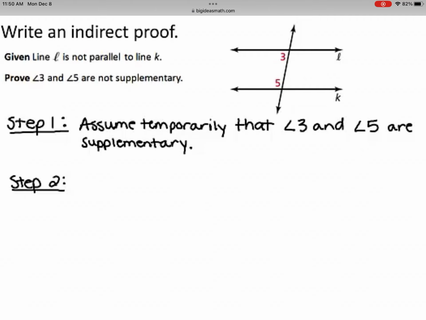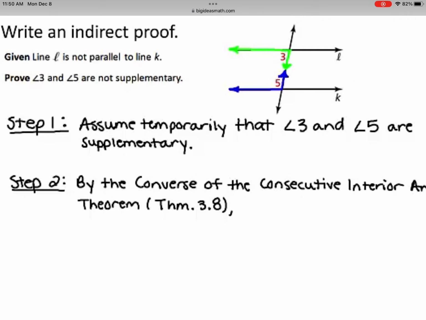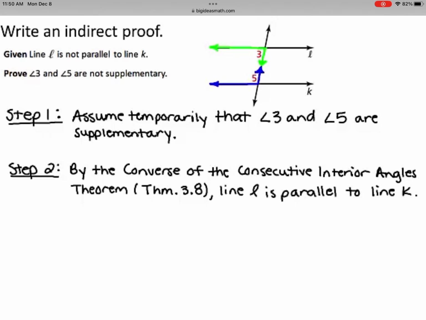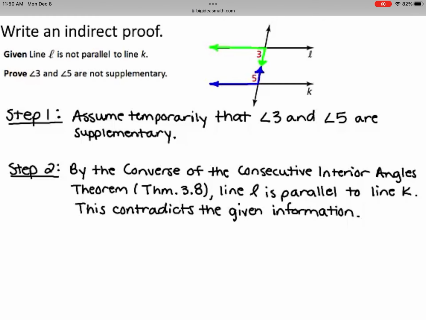To do this, first notice on the diagram that line L and line K are cut by a transversal, and that angle 3 and angle 5 are consecutive interior angles. Now, if line L and line K are cut by a transversal so that the consecutive interior angles, angle 3 and angle 5, are supplementary, then by the consecutive interior angles theorem, line L is parallel to line K. This contradicts the given information.